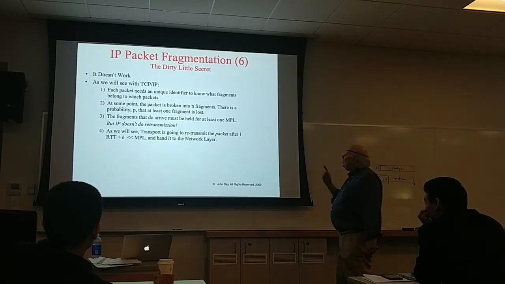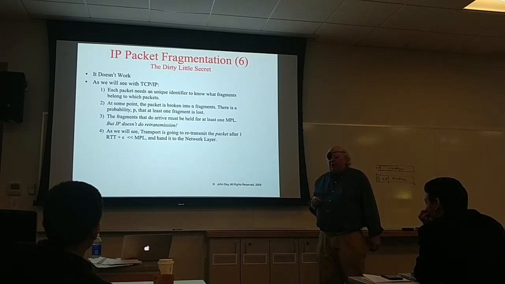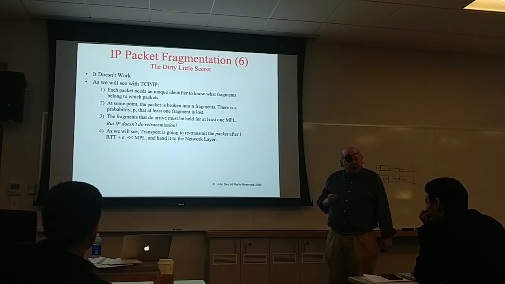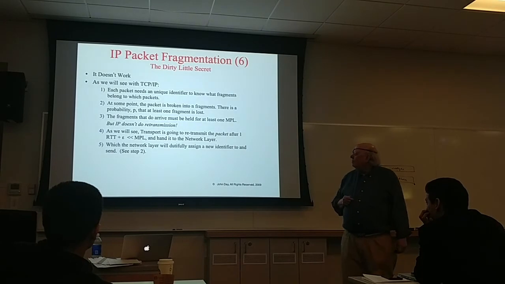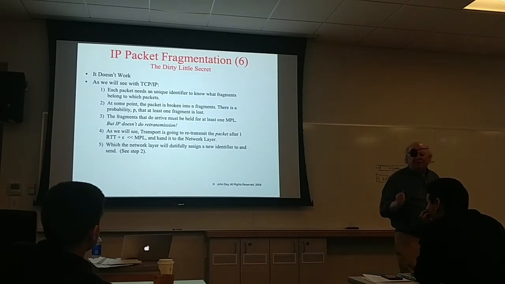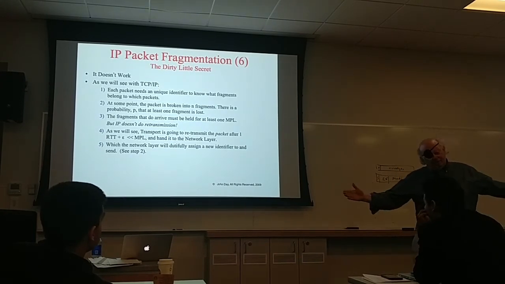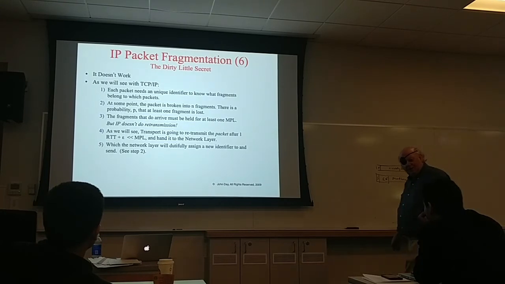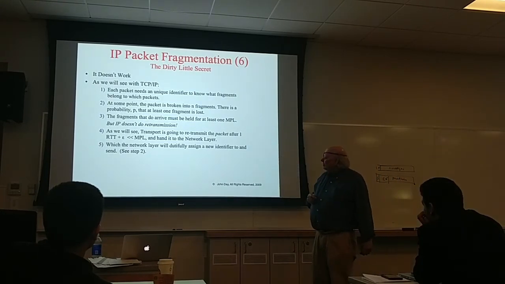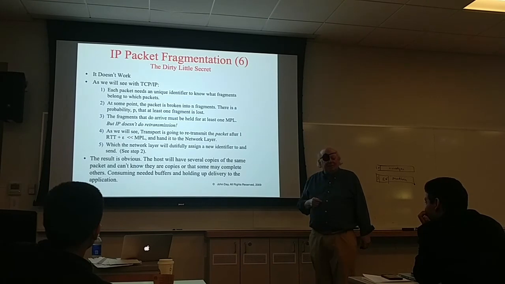As we'll see, transport is going to retransmit the packet after one round trip time plus a bit, because he hasn't gotten an ACK, and hand it over to the network layer, which will dutifully assign a new identifier to it. It's a new packet, right? To IP, it's a new packet. And send it. Go to step 2. See what happens?